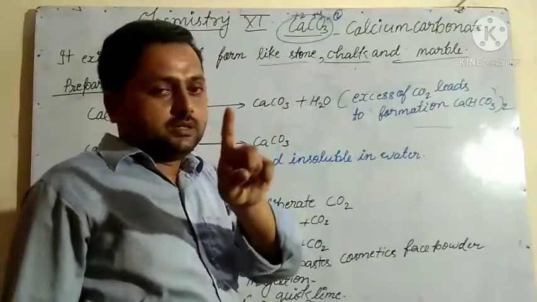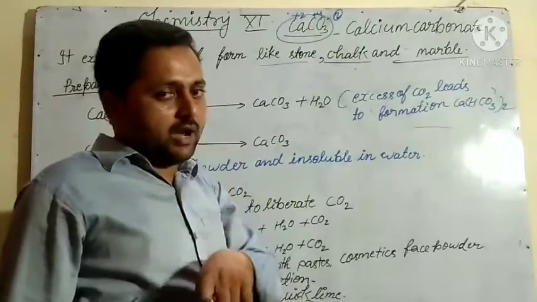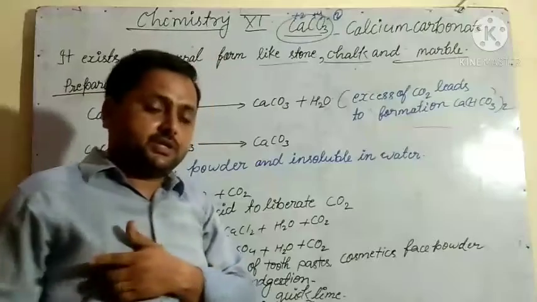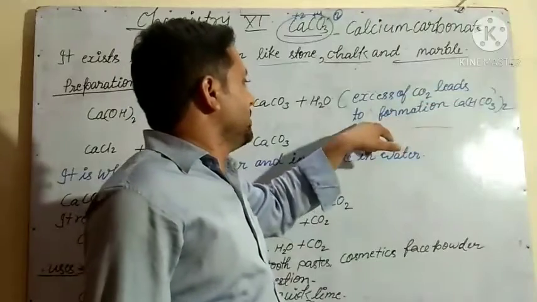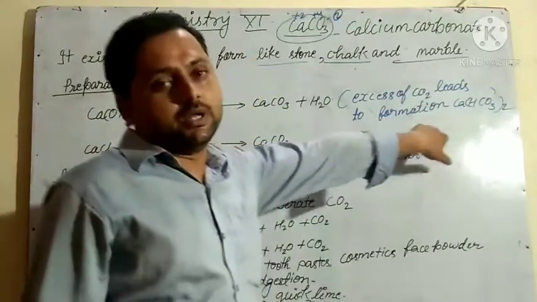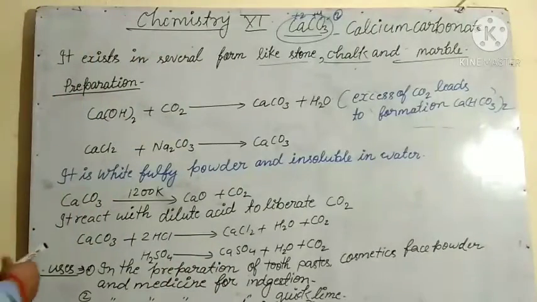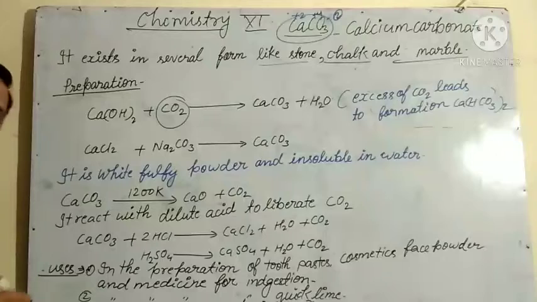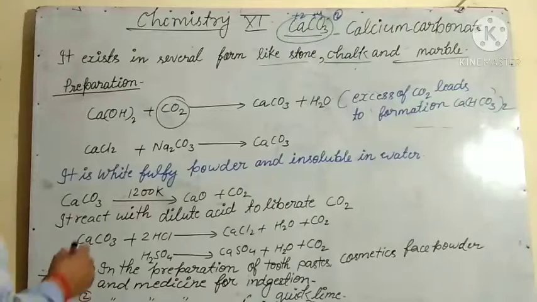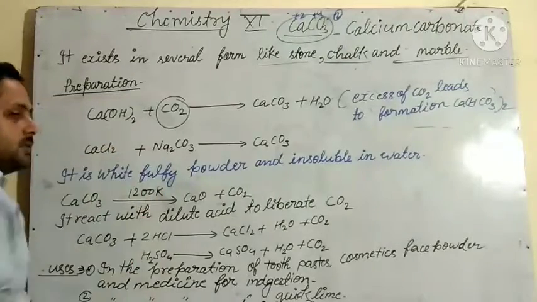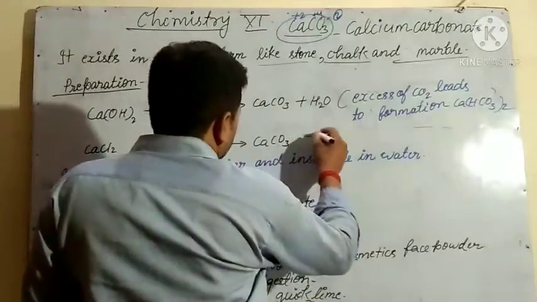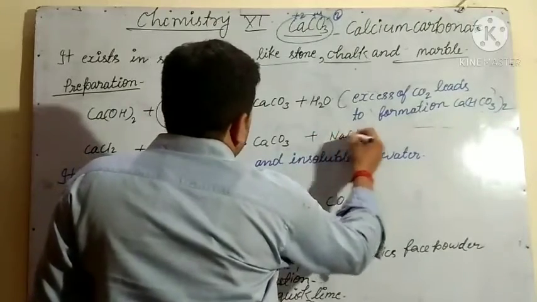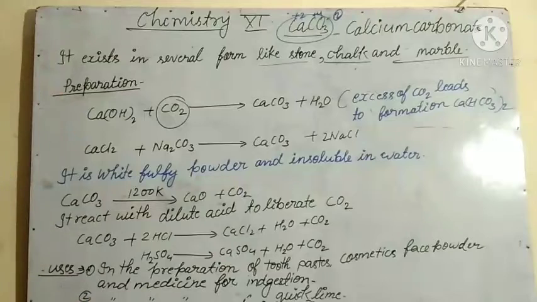And one point: excess passing of carbon dioxide leads to the formation of calcium hydrogen carbonate. Excess CO2 leads to formation of calcium hydrogen carbonate. Means we have to pass a limited amount to the calcium hydroxide solution. The other method is the reaction of calcium chloride with sodium carbonate, which gives calcium carbonate and 2NaCl. So there are two methods by which we can prepare it.